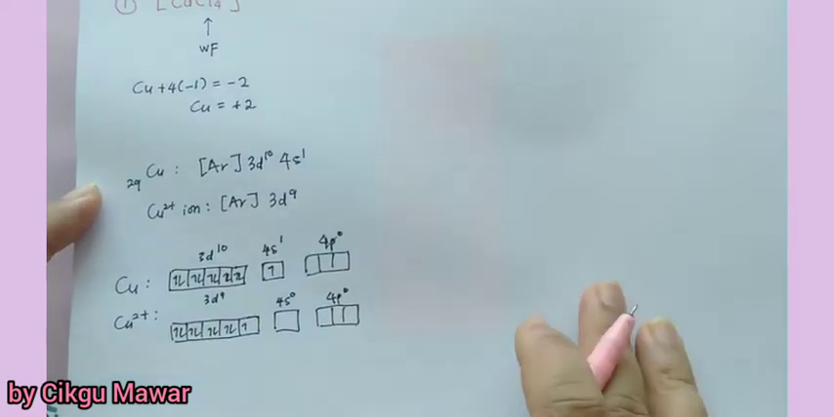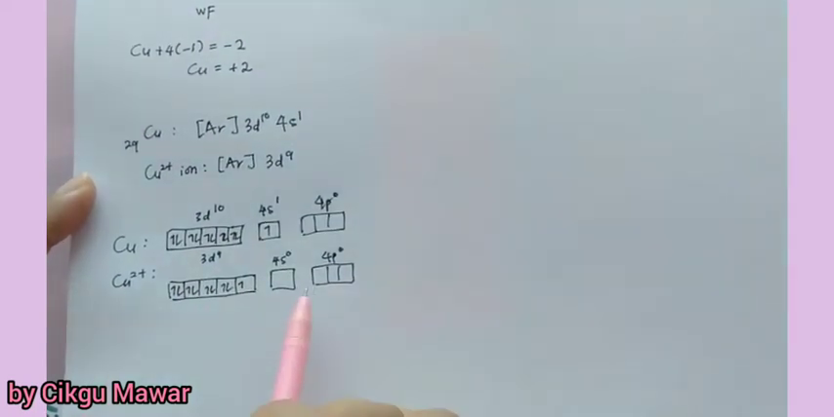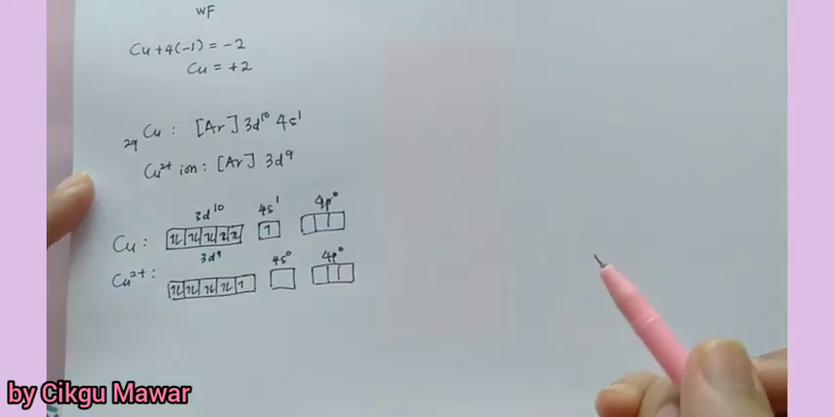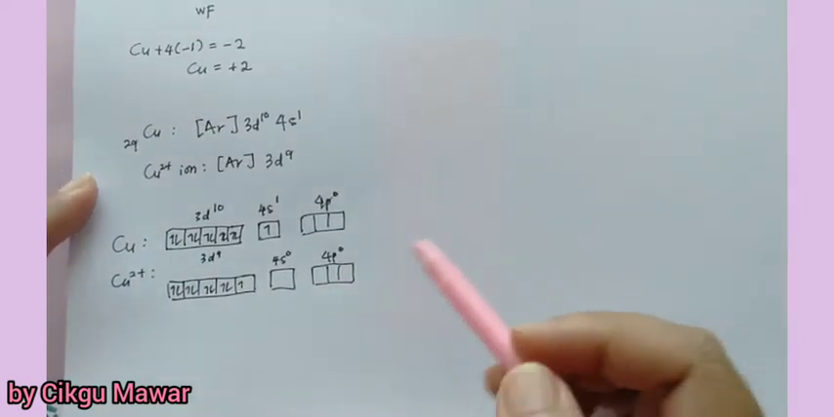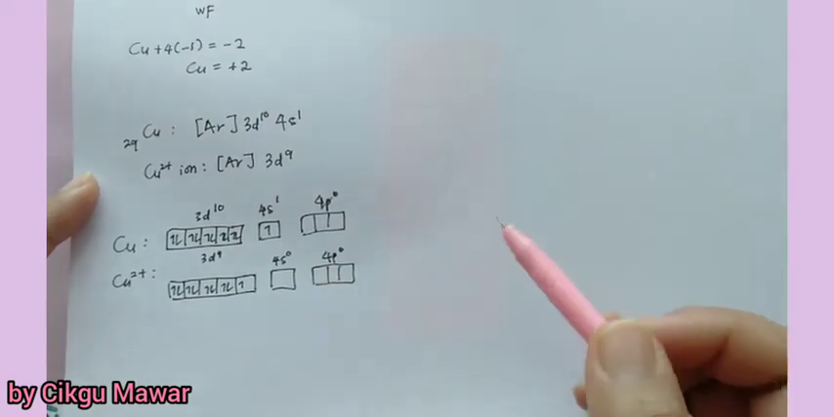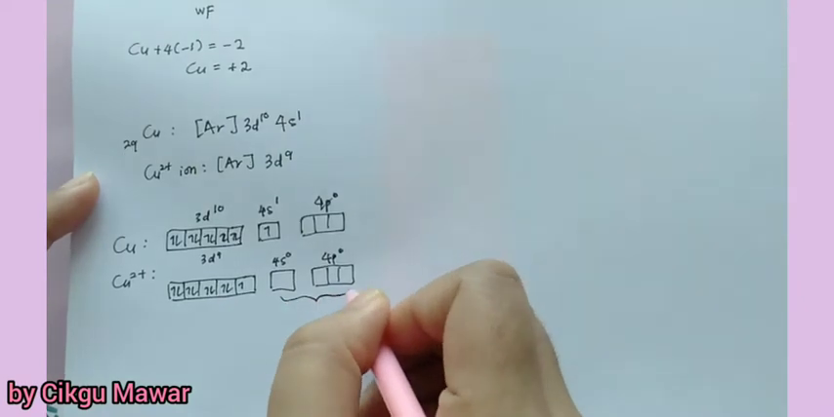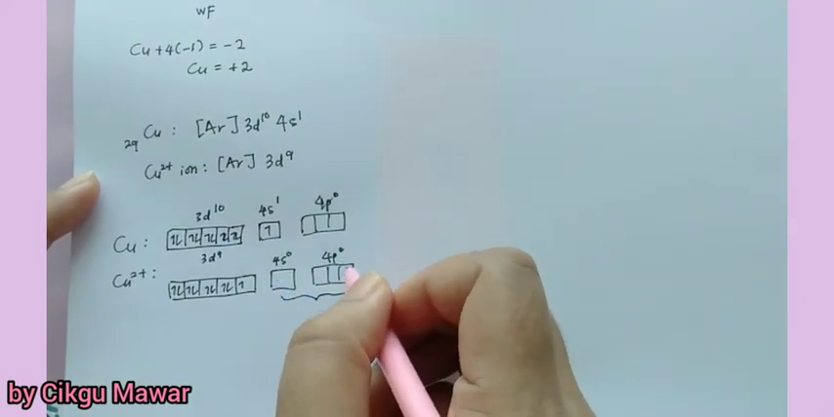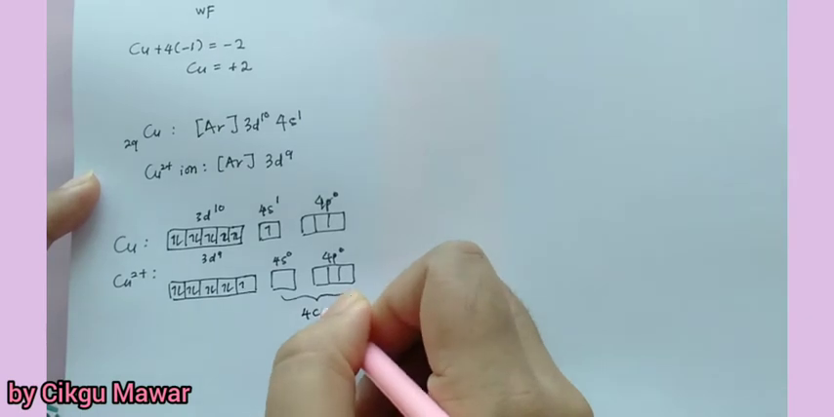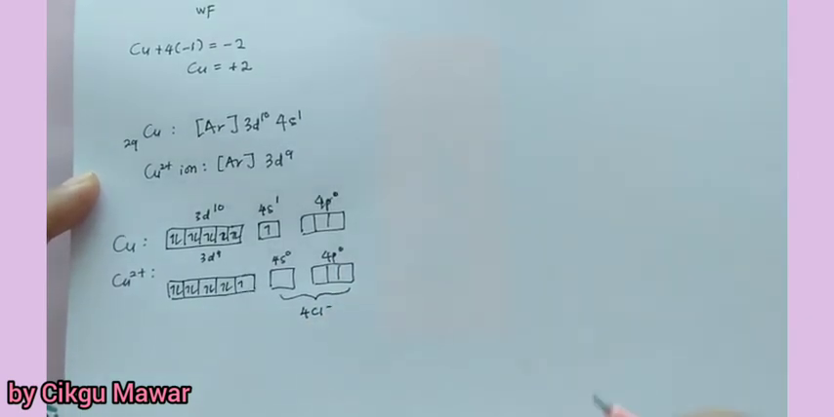Alright, so now copper 2 plus is ready to bond with ligands. It readily accepts the ligands here, which are these 4: 1, 2, 3, 4. So 4 ligands will enter the central metal to form dative bonds. It means it will prepare empty orbitals to accommodate the ligands.